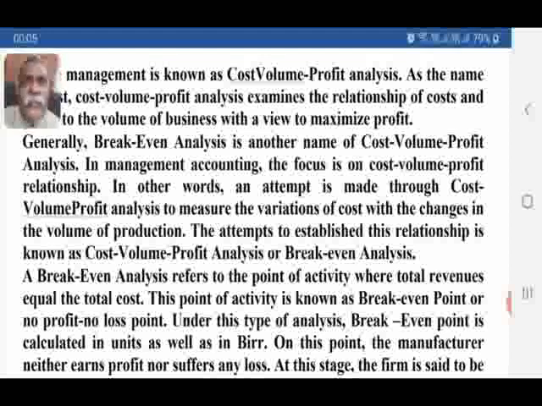In management accounting, the focus is on cost volume profit relationship. In other words, an attempt is made through cost volume profit analysis to measure the variations of cost with the change in the volume of production. The attempts to establish this relationship is known as cost volume profit analysis or break-even analysis.